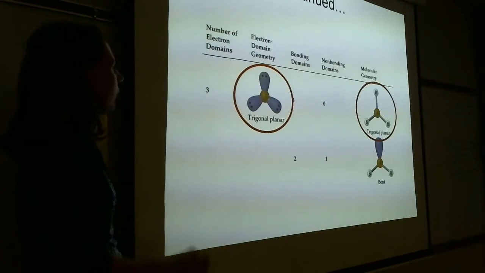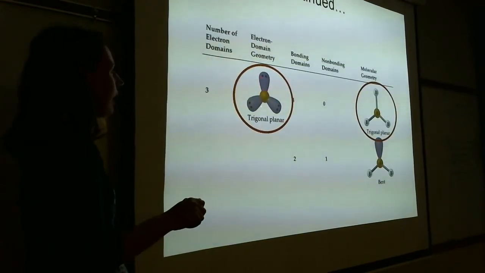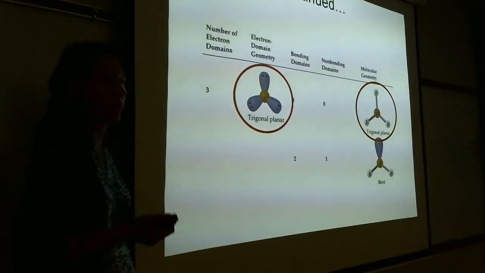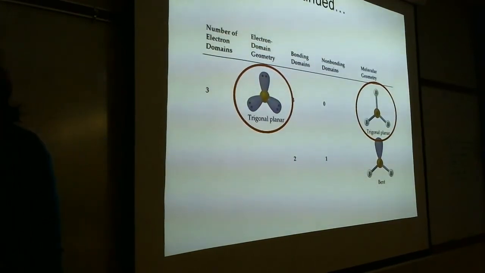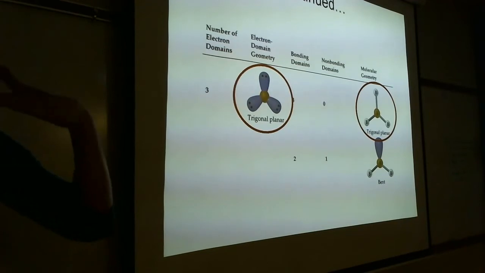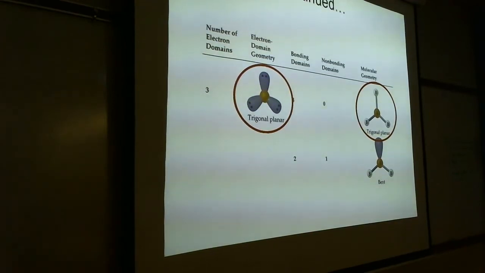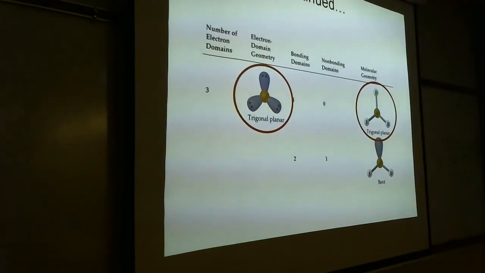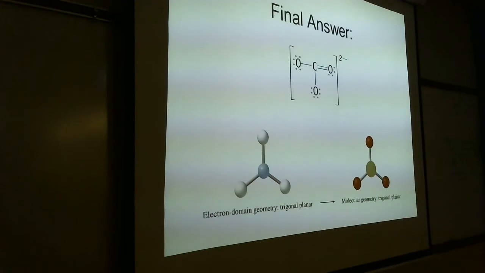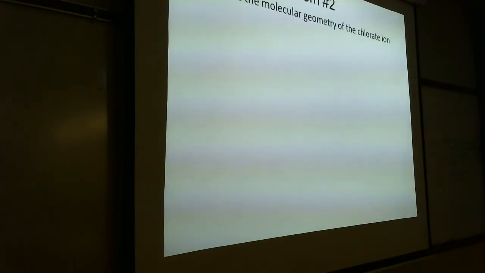All right. So no lone pairs means that the electron domain and the molecular geometries are the same. So this is trigonal planar. So is this molecule flat? Yes, it's flat. Planar means flat. Questions on this one? If you made a mistake, do you see where you made it? There's our final answer.